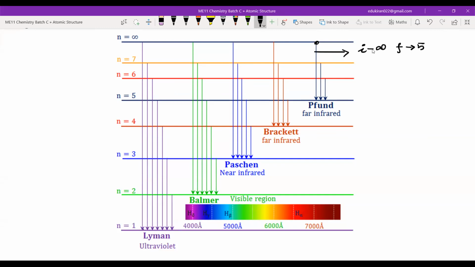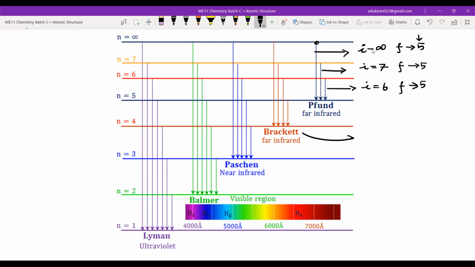Very good. What about this one? Both of you tell me what is the initial? Initial is 7. Final is 5. Very good. What about this? What is the initial? Initial is 6. Final is 5. Right. So this is something common in all the lines of Pfund series, that the final stage for the electron, the n final, the principal quantum number or the final shell for the electron, will be 5.